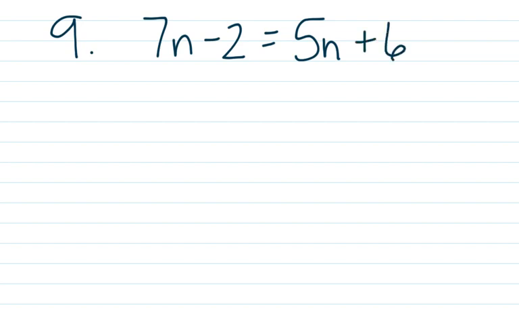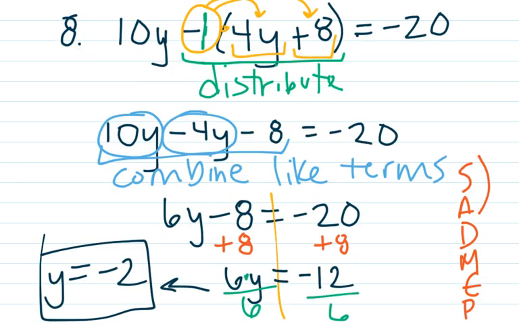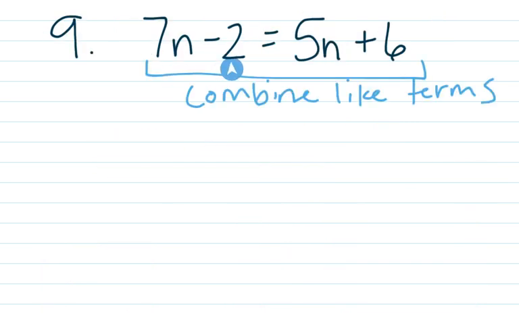This one talks about moving things across the equal sign. So we have 7n minus 2 and then 5n plus 6, and they're equal. So what happens is we are going to be combining like terms. But unlike the last examples, where they were on the same side of the equal sign, we now actually have them on different sides of the equal sign. So how do you go ahead and do that?